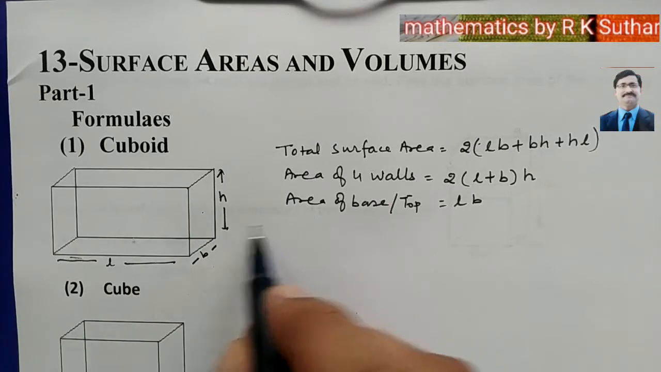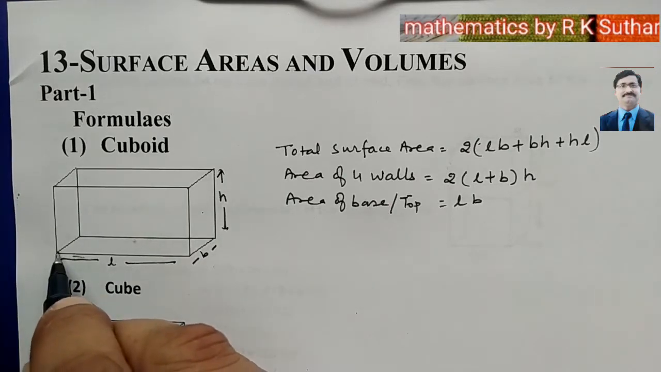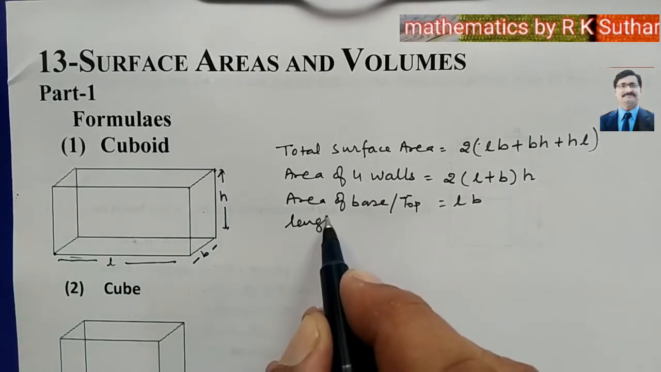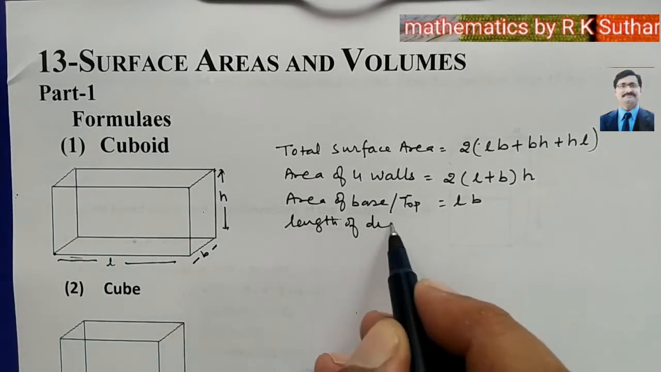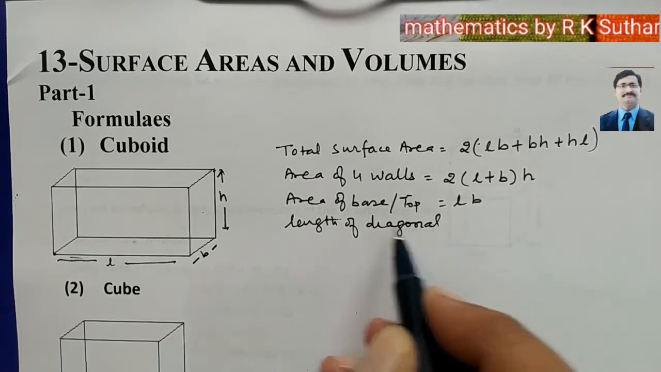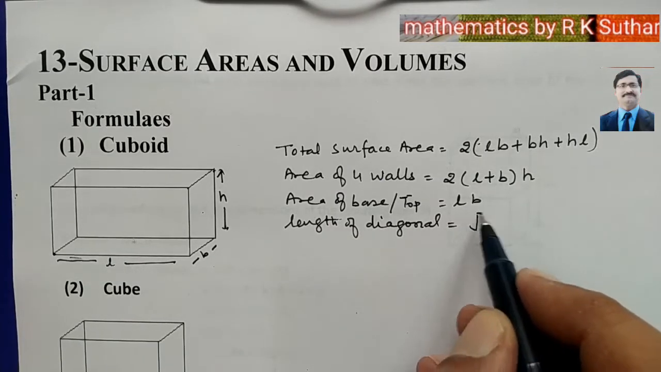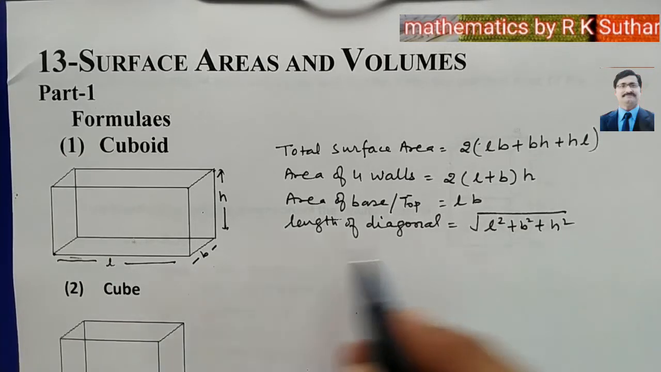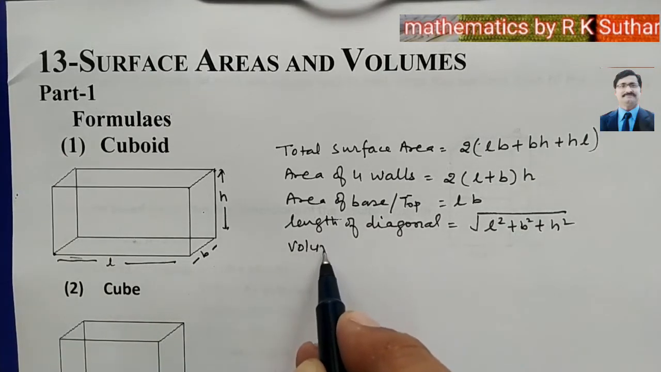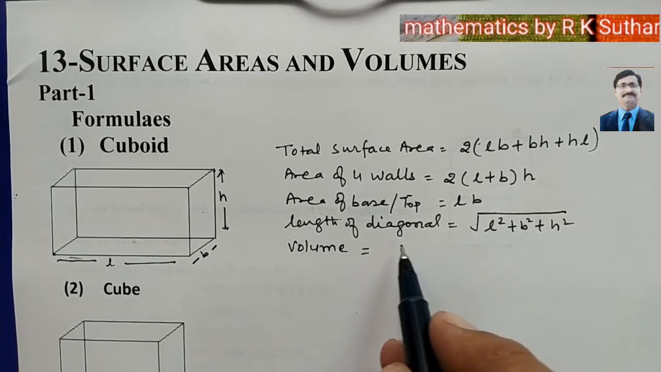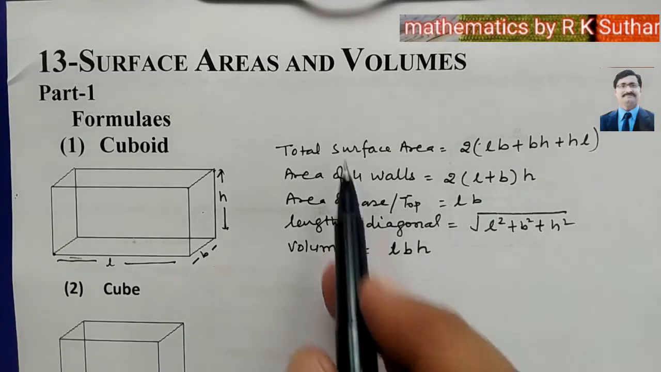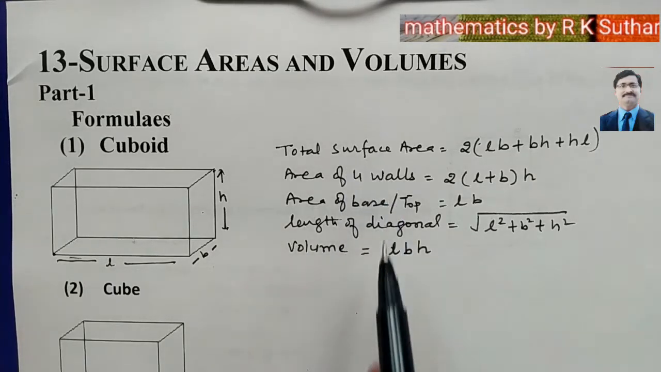Now if you have to find the length of diagonal, look here, the diagonal will be from here to here. So length of diagonal is equal to root of L square plus B square plus H square. Now volume of cuboid, we have to learn, volume of cuboid is length into breadth into height. So these formulas are very important for the cuboid.